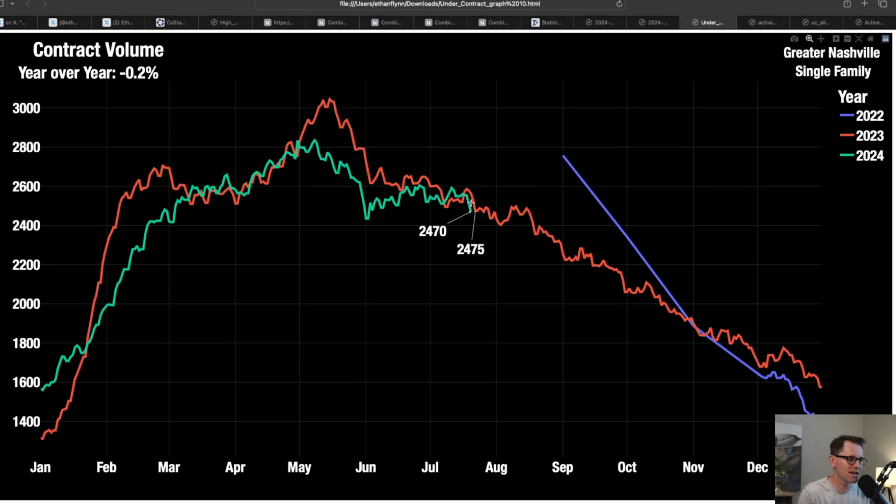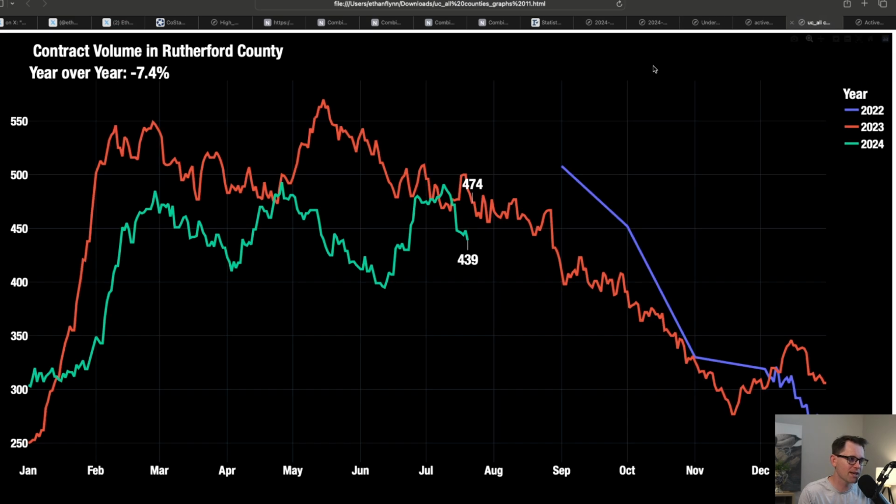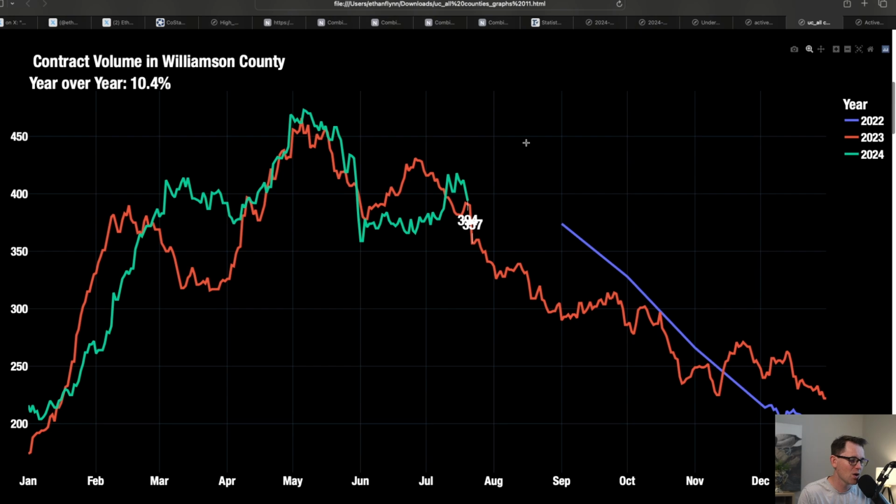Contract volume, same thing here. Look at this. We're flat. Contracts are flat this year compared to last year. We're basically flat, 2470 versus last year's 2475, but it's not even distribution. Rutherford down 7%. Williamson up 10.4%. Isn't that crazy? Williamson's up 10.4%, but you can see it's dropping. So it should drop along this red line. I suspect it'll continue to drop, especially into August.